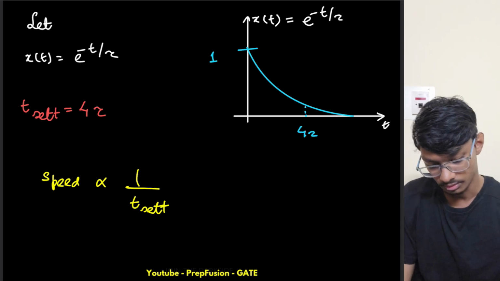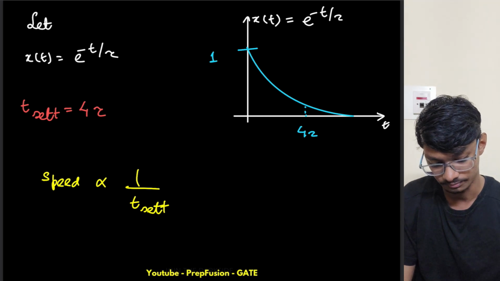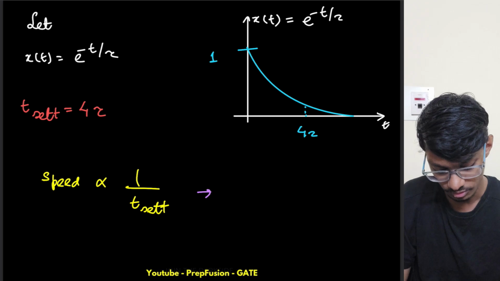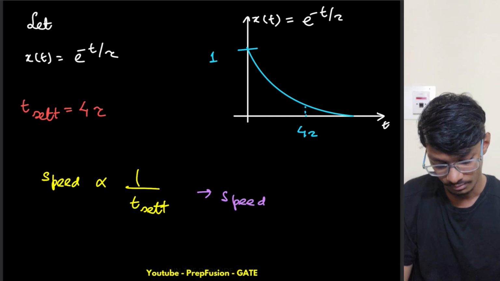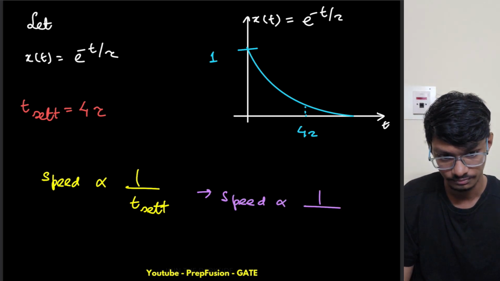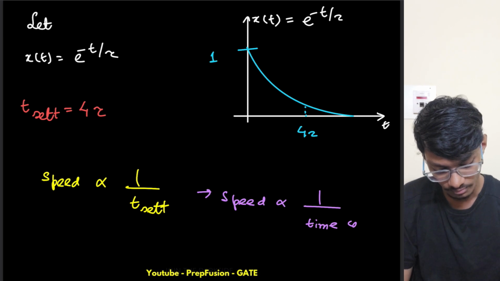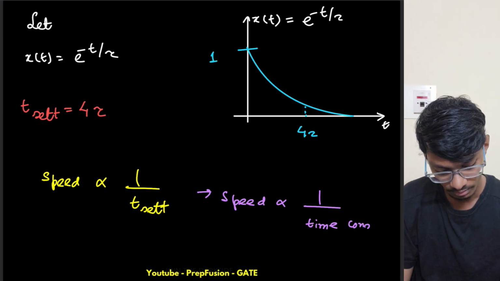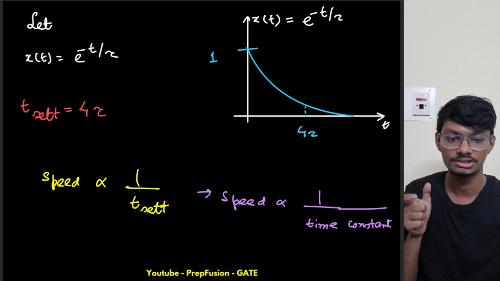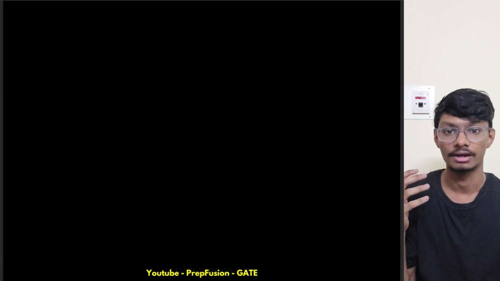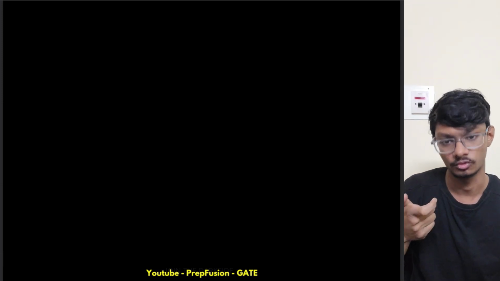Now we can write this relation as t settling being directly proportional to the time constant. So speed is inversely proportional to the time constant. Now we can compare three values and compare the speeds and the time constants.